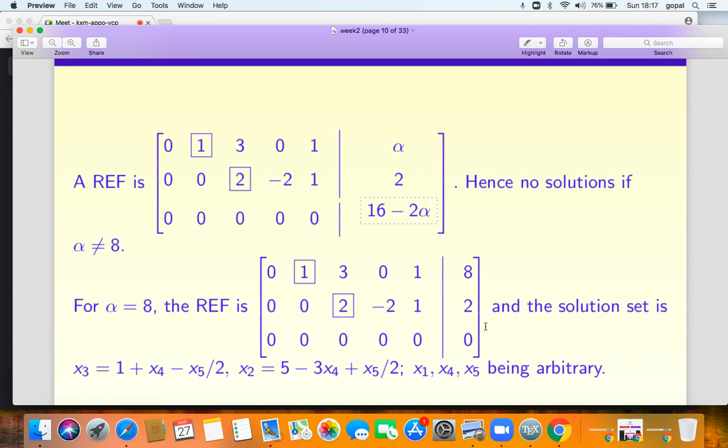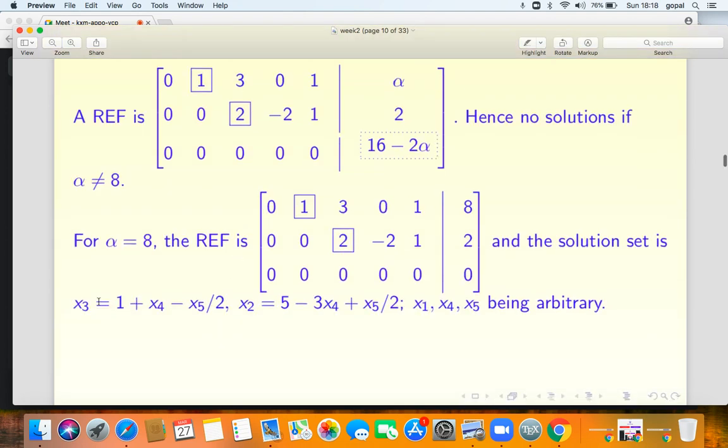Now, which are the free variables? Which are the pivotal columns? Column 2 and column 3. Which are the non-pivotal columns? Column 1, column 4, column 5. So the free variables are x1, x4, and x5. The other variables are x2 and x3. So x2 and x3 have been expressed in terms of x1, x4, and x5. x1, x4, and x5 are free variables. They can be assigned arbitrary values.